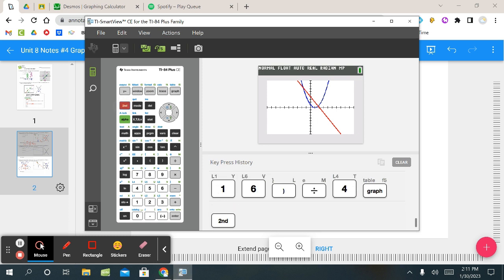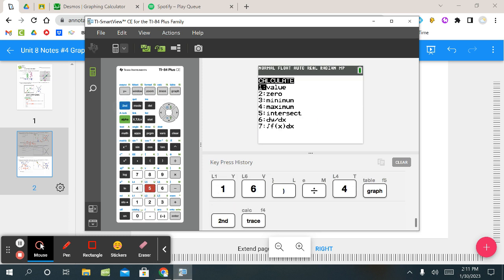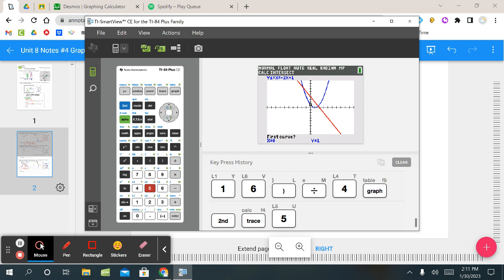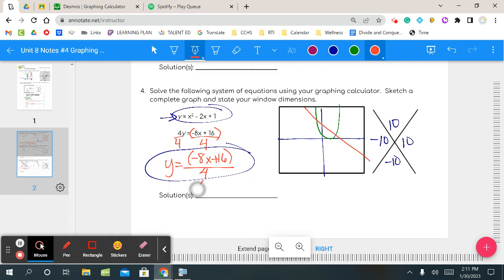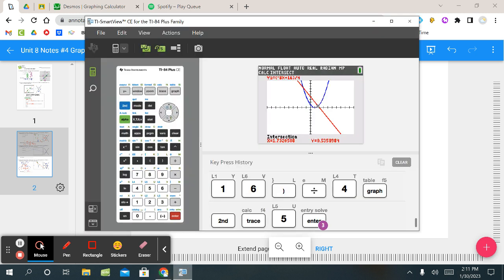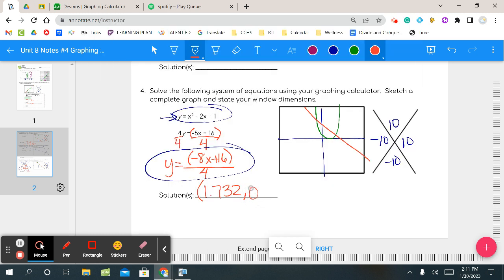So we're going to do second trace, go down to 5. Remember, for the first one, you can just press enter until on the bottom it says your intersection. So we have 1.732 and 0.536. So 1.732, comma, 0.536. Okay, and then I'm going to go do my second point.